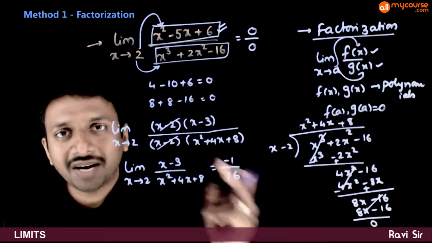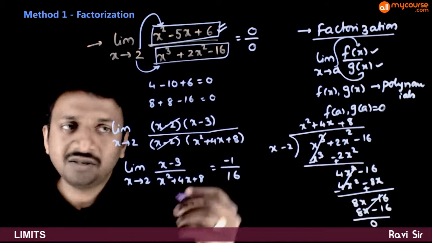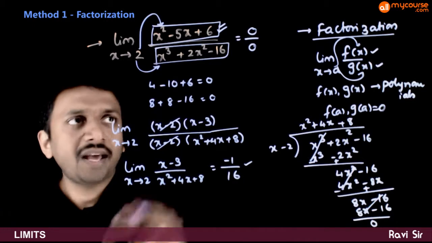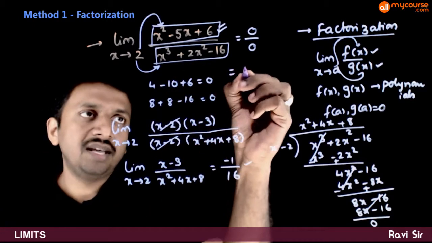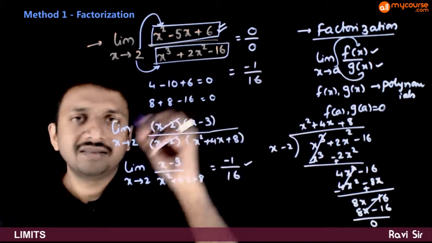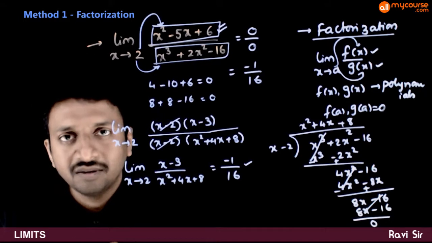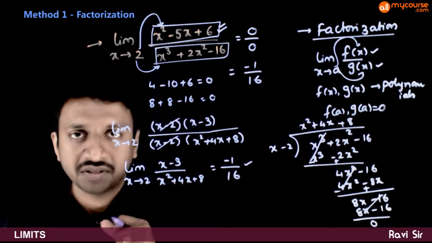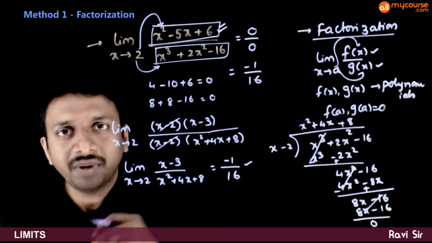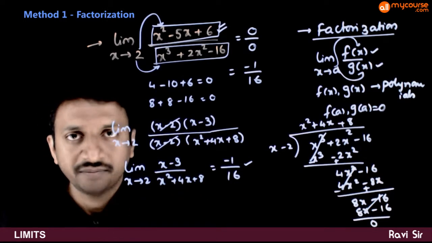So this time you are not getting an indeterminate form. Hence you can do the direct substitution. Hence the value of this limit is equal to minus 1 by 16. So I hope you understand the basic process. So let us do another example to reinforce this idea.